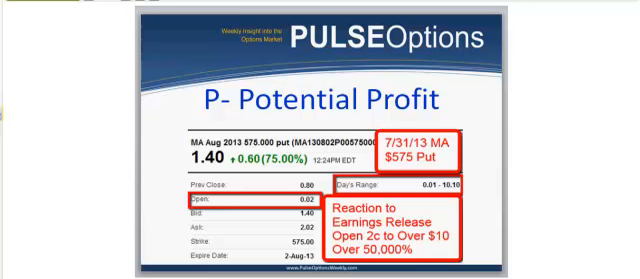P is for profit potential. This is a screenshot from earlier this year. This is the MasterCard 575 put on July 31st. It opened at 2 cents, right? Since there's 100 shares per option contract, that worked out to be $2 per contract. It traded up to a high of over $10, which with 100 shares per contract, that's over $1,000. So $2 became $1,000 in one day.